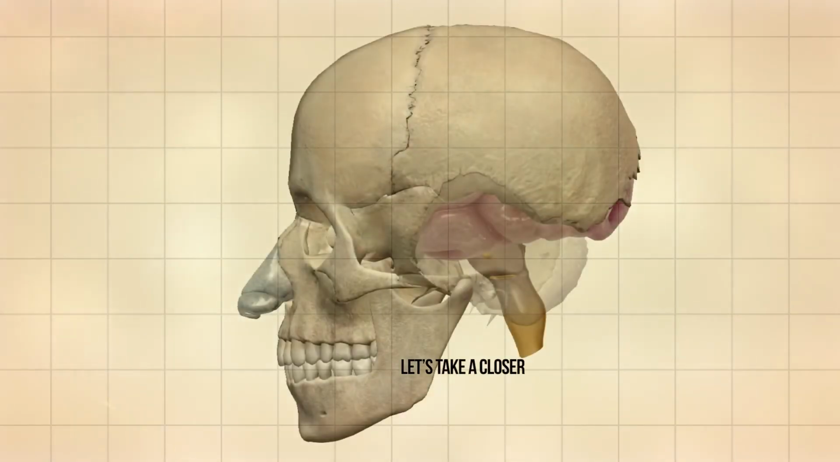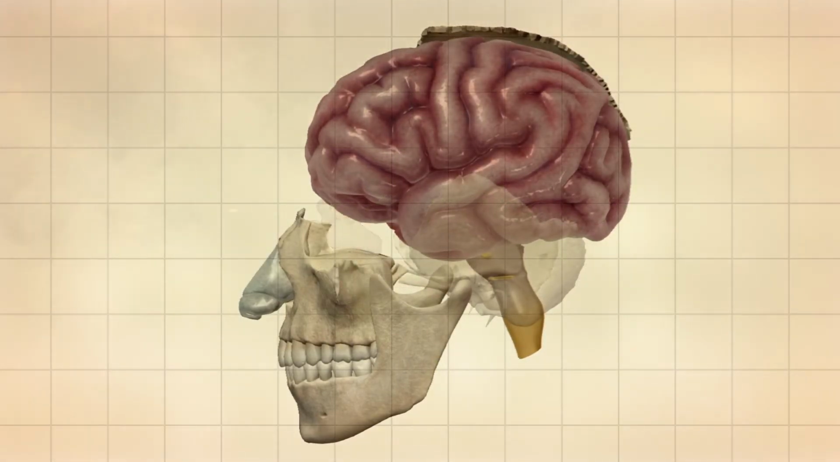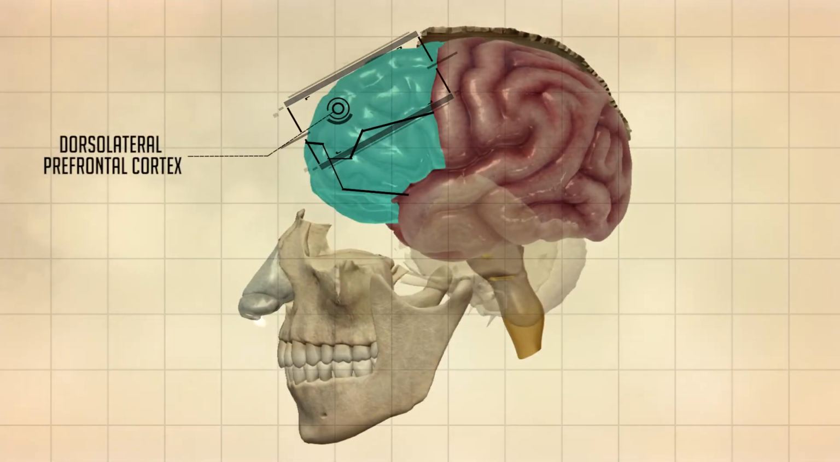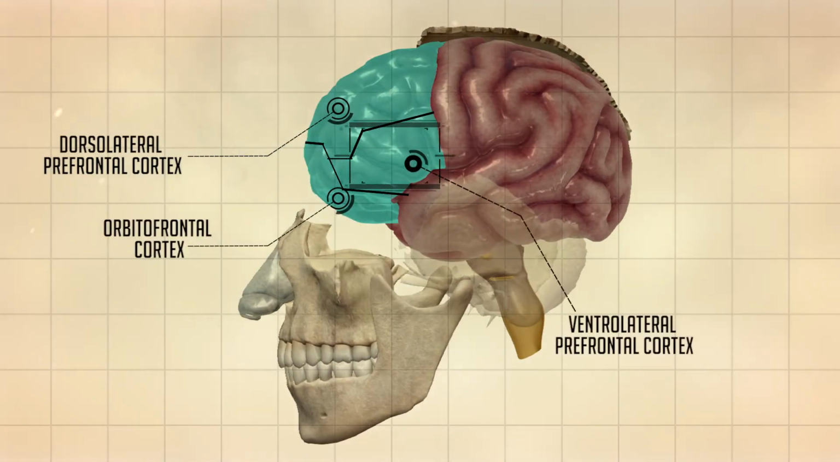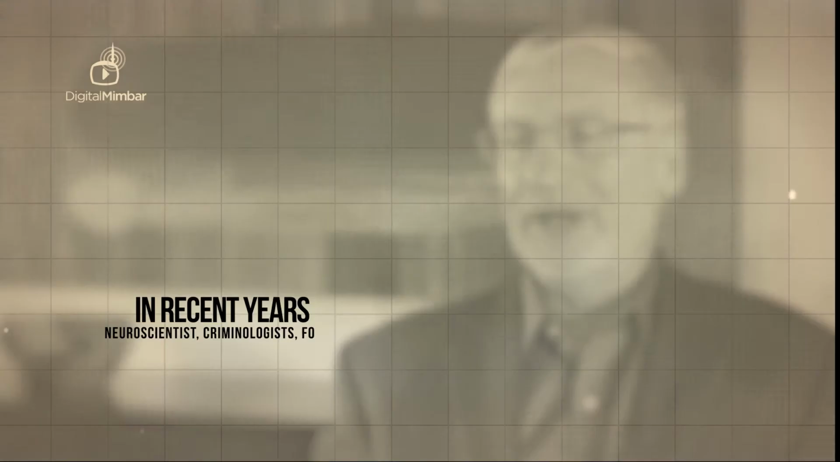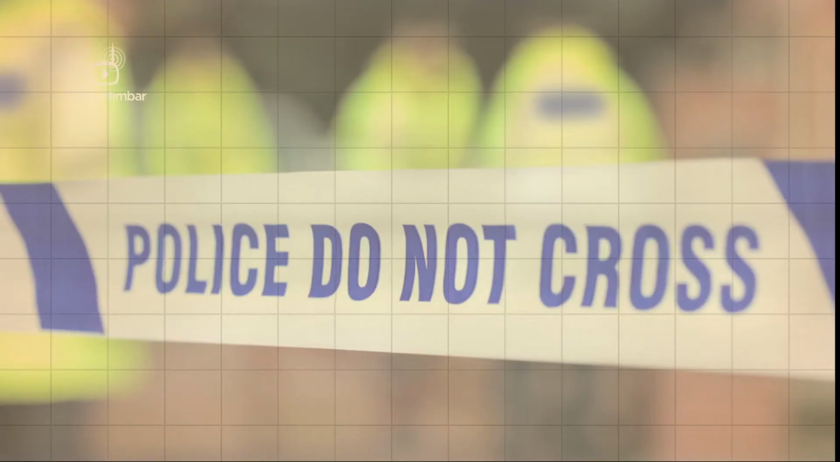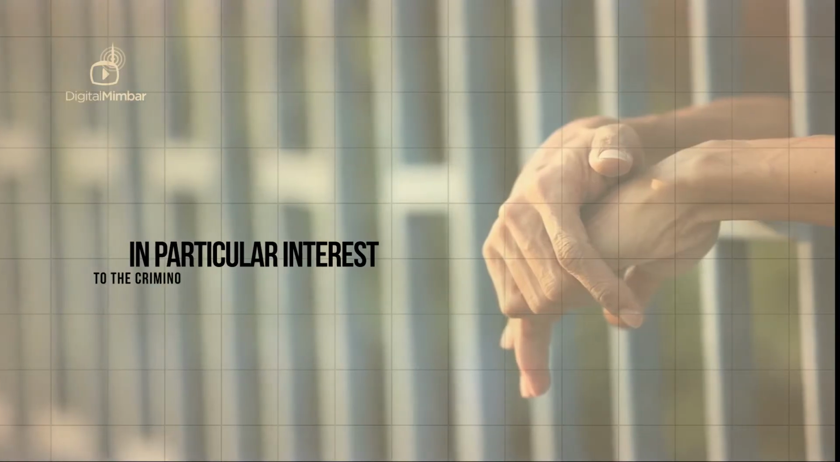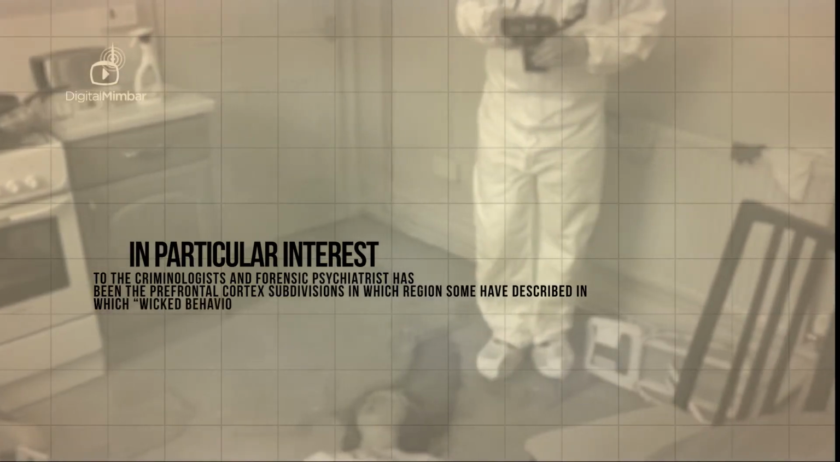Let's take a closer look at the prefrontal cortex subdivisions. This area of the brain has been divided into three main subdivisions, known as the dorsolateral prefrontal cortex, orbitofrontal cortex, and the ventrolateral prefrontal cortex. In recent years, neuroscientists, criminologists, and forensic psychiatrists from around the world have carried out a number of studies on the human brain. Of particular interest to the criminologists and forensic psychiatrists have been the prefrontal cortex subdivisions, regions in which some have described wicked behavior takes place.